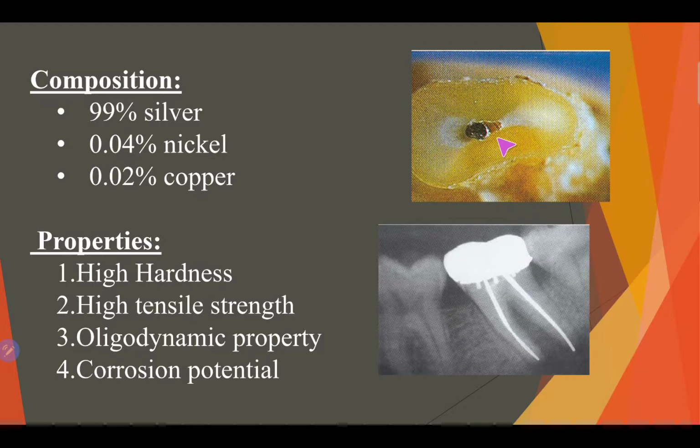And in this picture, you will recognize that in the past, they were not doing so much cleaning and shaping of the root canal, they were just doing slight cleaning and shaping and inserting. Due to the high hardness and high tensile strength, they just inserted the points into the root canal. And here we will see that there is a part that is not obturated in the root canal, so it doesn't fit the shape of the root canal.